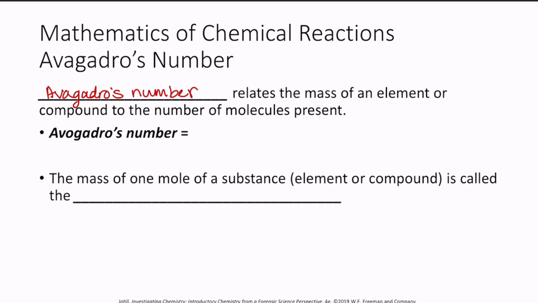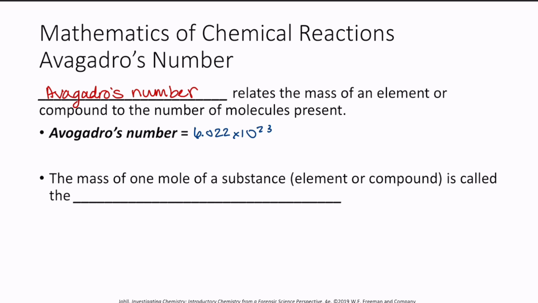So, what it does is it relates the mass of an element or a compound to the number of molecules that are present. And Avogadro's number is 6.022 times 10 to the 23rd. Notice that I don't put any units on that, just like you don't put units on a dozen. It can be anything you want it to be.